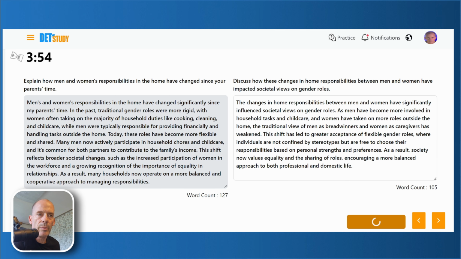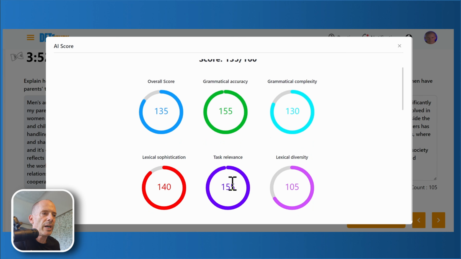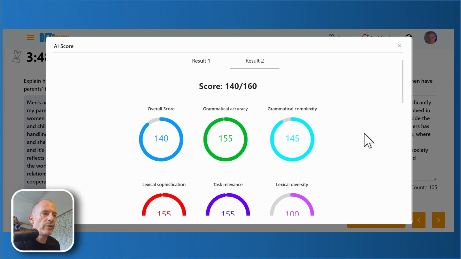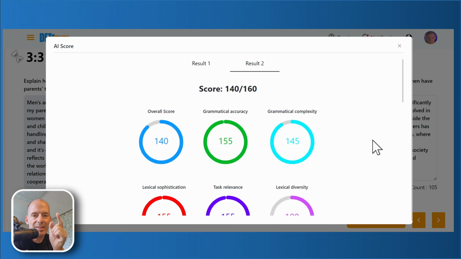Come on. Here we go. All right, good. 155, 135 overall score. Again, 155 and a 140. Yes, that's what we're looking for. We're looking for these types of scores in task relevance. You can see how crucial it is to stay on task and be easy to understand.